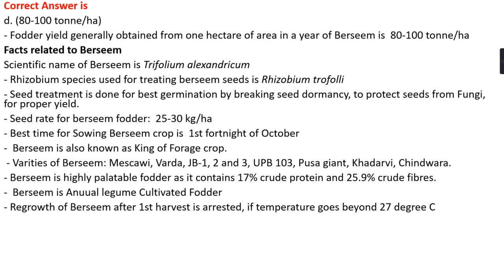The best time for sowing berseem crop is the first fortnight of October. Berseem is also known as the king of forage crops. There are different varieties of berseem like Mescavi, Wardan, JB 123, UPB 103, Pusa Giant, Khadravi, Chhindwara. Berseem is a highly palatable fodder as it contains 17% crude protein and 25.9% crude fiber. Berseem is an annual legume cultivated fodder. Regrowth of berseem after the first harvest is arrested if the temperature goes beyond 27 degrees Celsius.